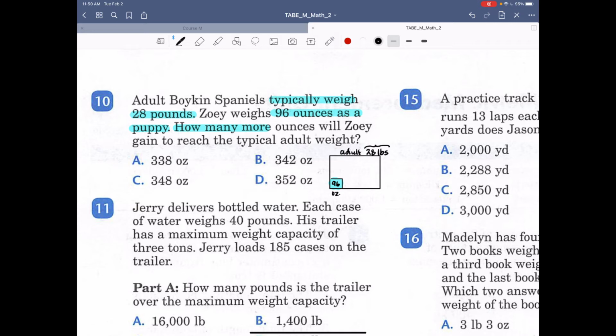We want to convert that to ounces. 28 pounds, there are 16 ounces in a pound. So let's multiply that on our calculator. As an adult, Zoe will weigh 448 ounces. Right now, Zoe weighs 96. So 448 minus the 96 is going to give me 352. So that means that this space here is 352 ounces.